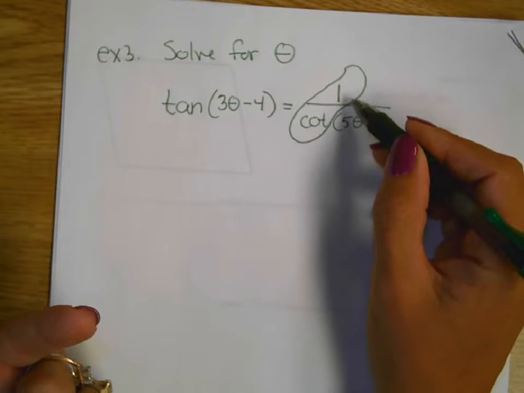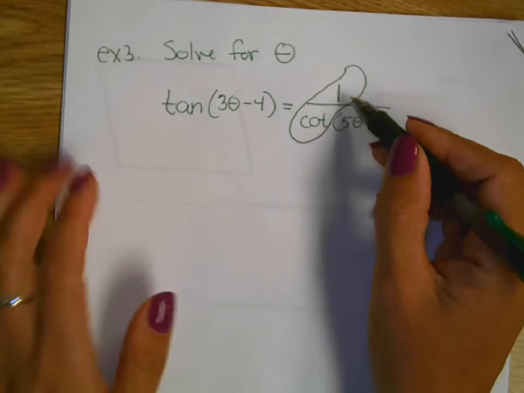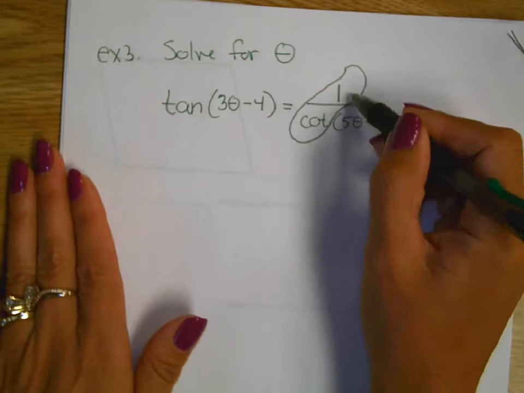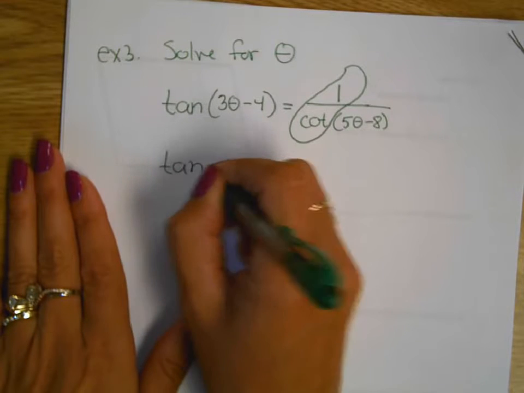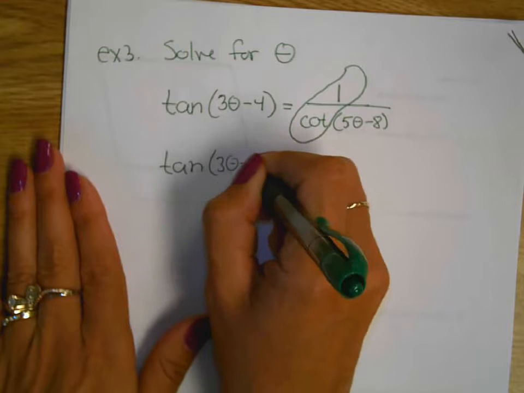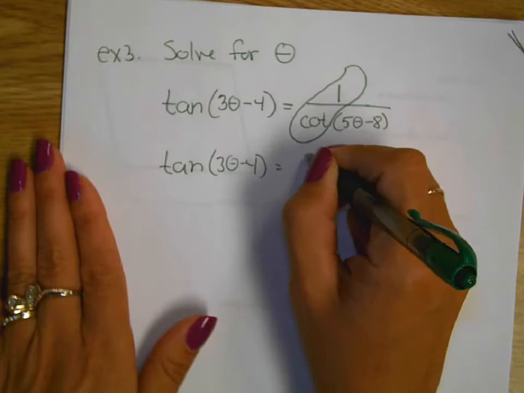Tangent. It's got a Halloween costume on. Can you see him? 1 over cotangent is tangent, hiding. Take his costume off. Oh look, it's tangent.